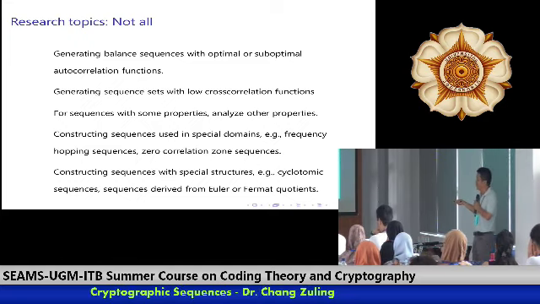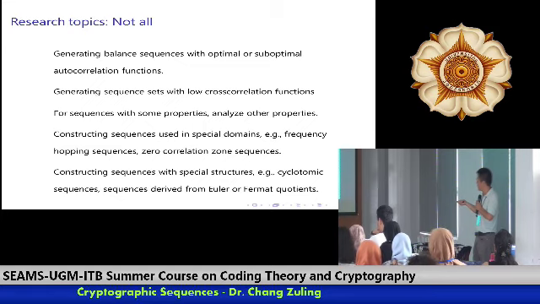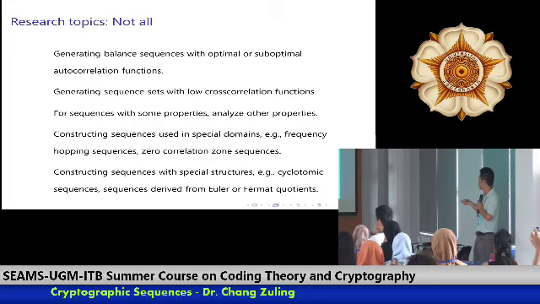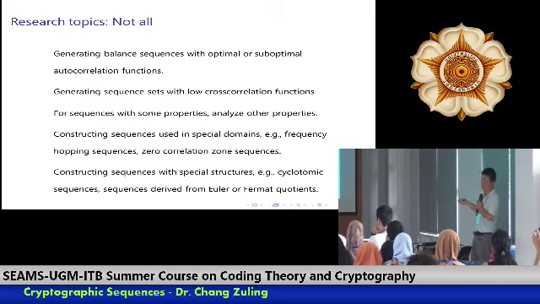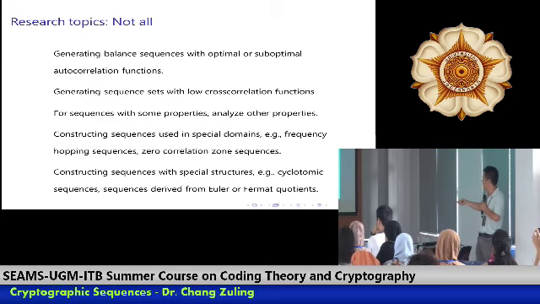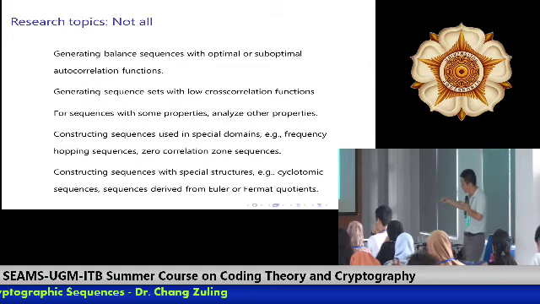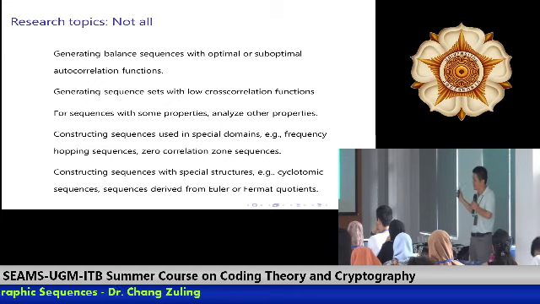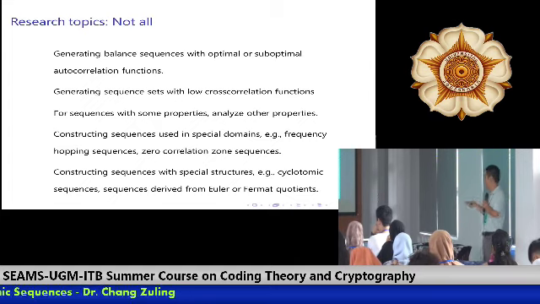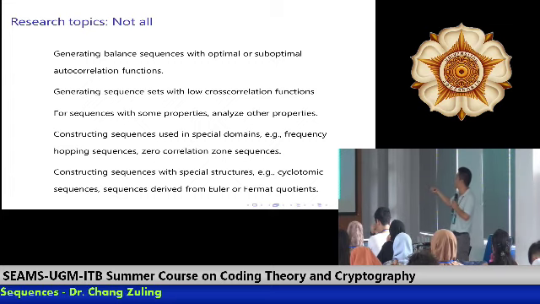Also, we can consider the construction of sequences with special structures, like cyclotomic sequences, or from the Euler or Fermat quotient sequences. Somebody is now studying these sequences, using this method to generate sequences and studying their properties like linear complexity and correlation function. So these are some topics, not all. There are lots of other topics.